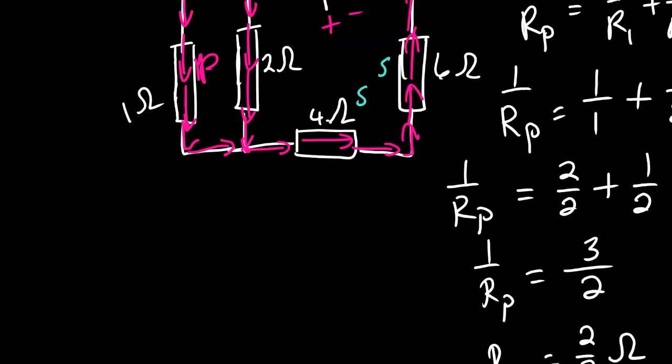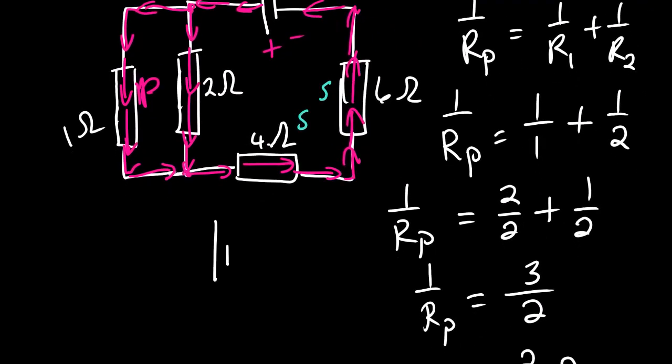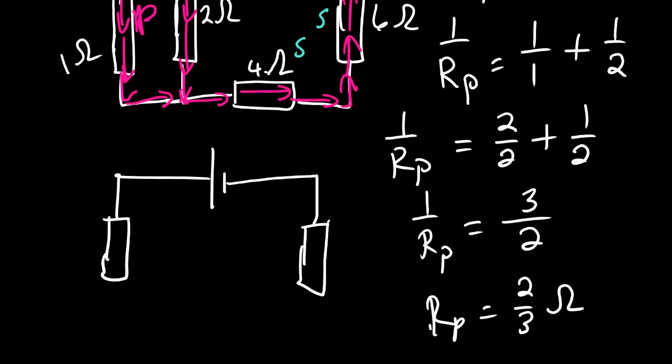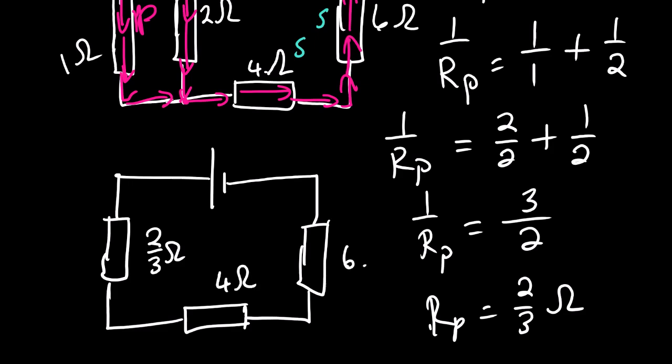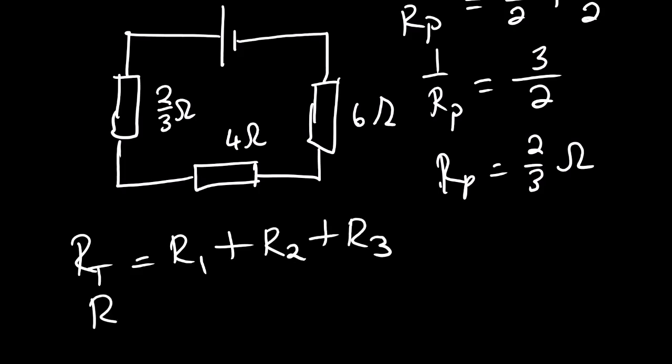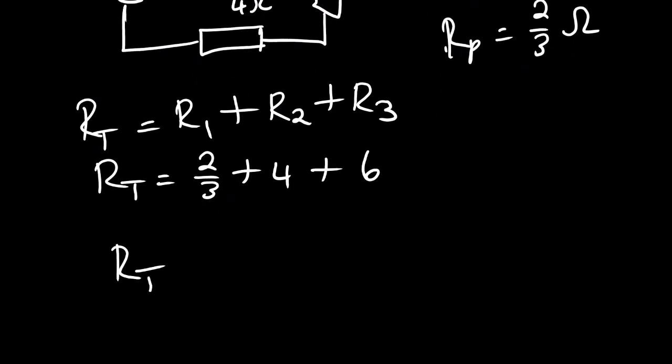Then we reconstruct the circuit quickly. We are going to have something like this. We no longer have a branch. This is 2 over 3 ohms. This is 4 ohms. This is 6 ohms. So we no longer have a parallel connection. Then we can quickly calculate using our series connection. So RT is equals to R1, it's 2 over 3 plus 4 plus 6. Then our total resistance is 32 over 3 ohms.